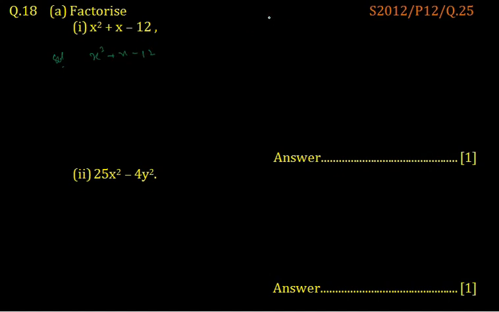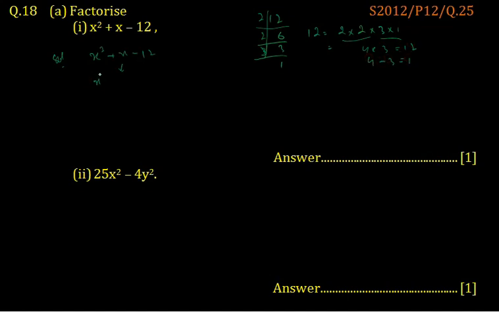First we take the LCM of 12 so that we can find the factors. 2 6s are 12, 2 3s are 6, and 3 1s are 3. So we can write 12 as 2 multiplied by 2 multiplied by 3 multiplied by 1. So we have to break the middle term, and it can be written using 4 multiplied by 3. 4 multiplied by 3 is equal to 12, and 4 minus 3 is equal to 1.